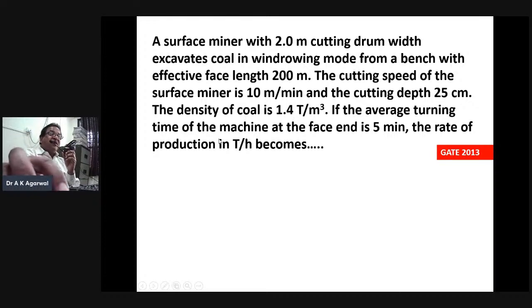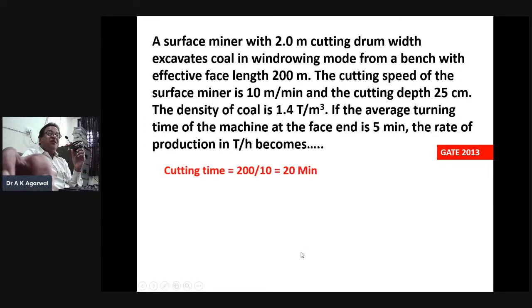If the average turning time of the machine at the face end is 5 minutes, the rate of production in ton per hour becomes. So you have to find out the production rate per hour for the surface miner. Width is 2 meter and face length is 200 meter. So cutting time will be how much? Because face length is 200 meter and speed is 10 meter per minute, cutting time will be 200 divided by 10, 20 minutes.